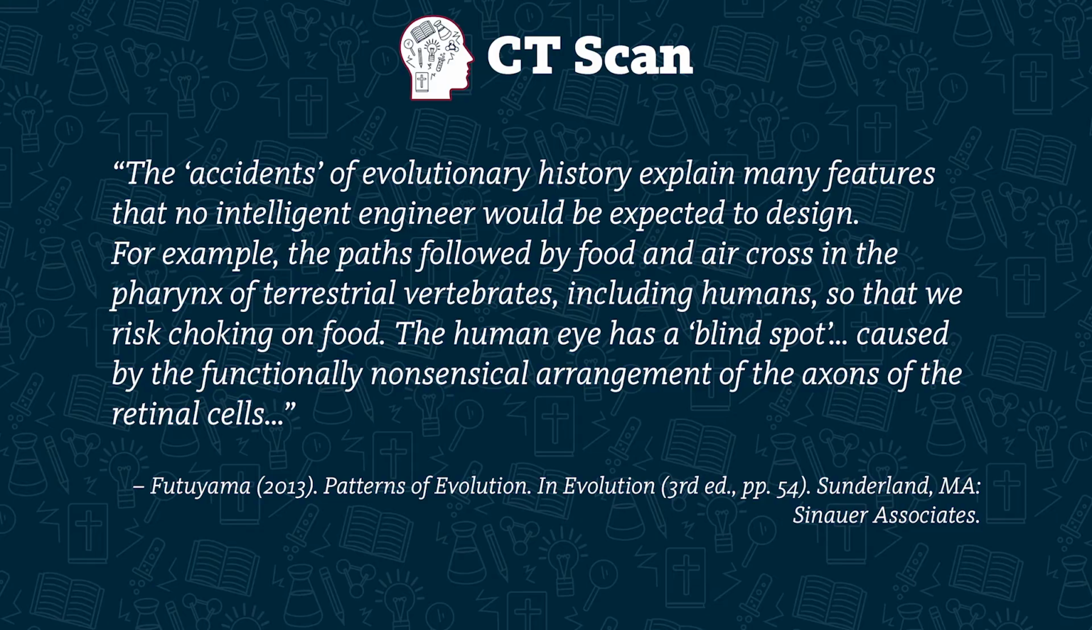To quote my evolution textbook, "The accidents of evolutionary history explain many features that no intelligent engineer would be expected to design. For example, the paths followed by food and air cross in the pharynx of terrestrial vertebrates, including humans, so that we risk choking on food. The human eye has a blind spot, caused by the functionally nonsensical arrangement of the axons of the retinal cells." So, are there bad designs which suggest evolution in nature?